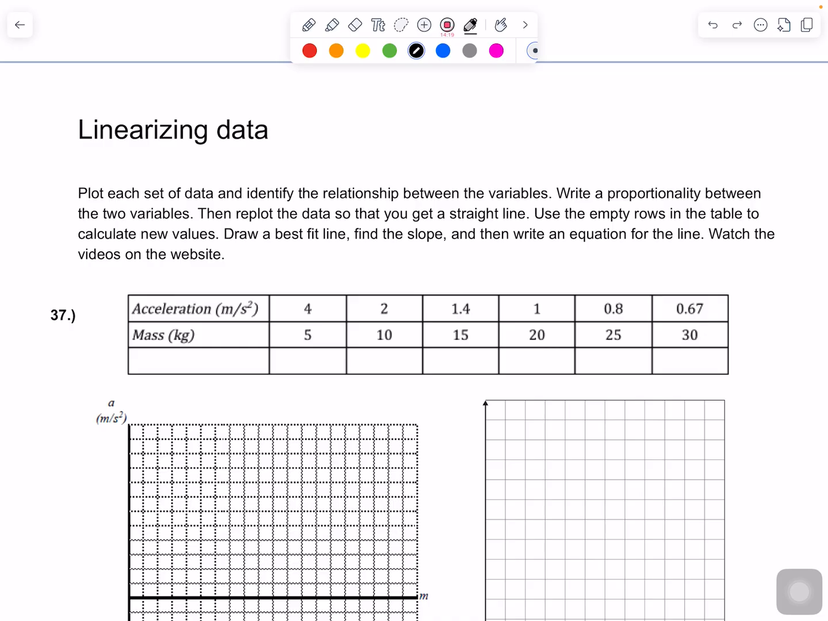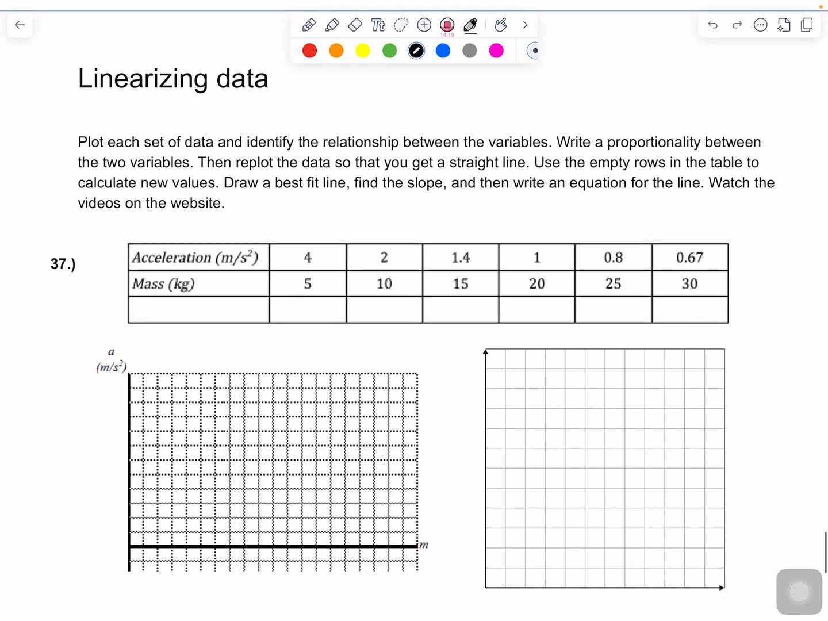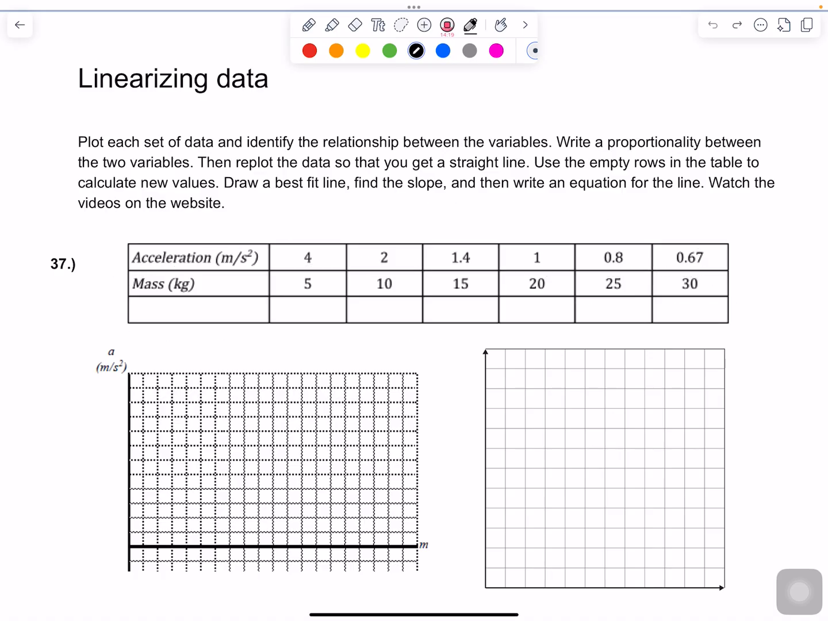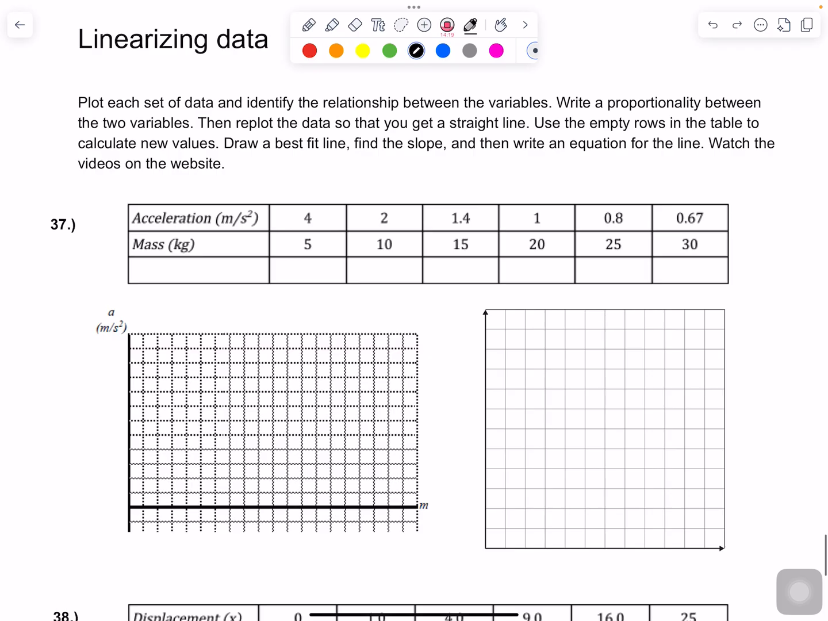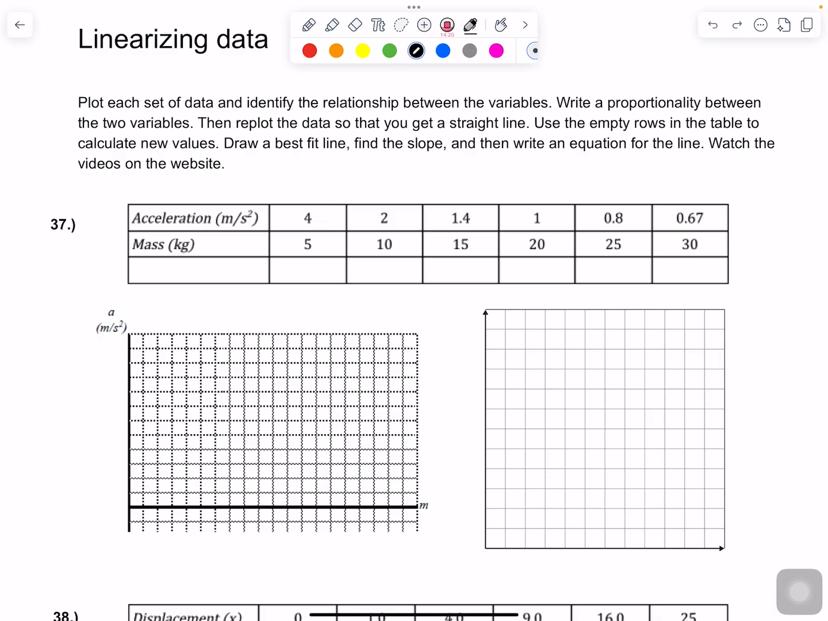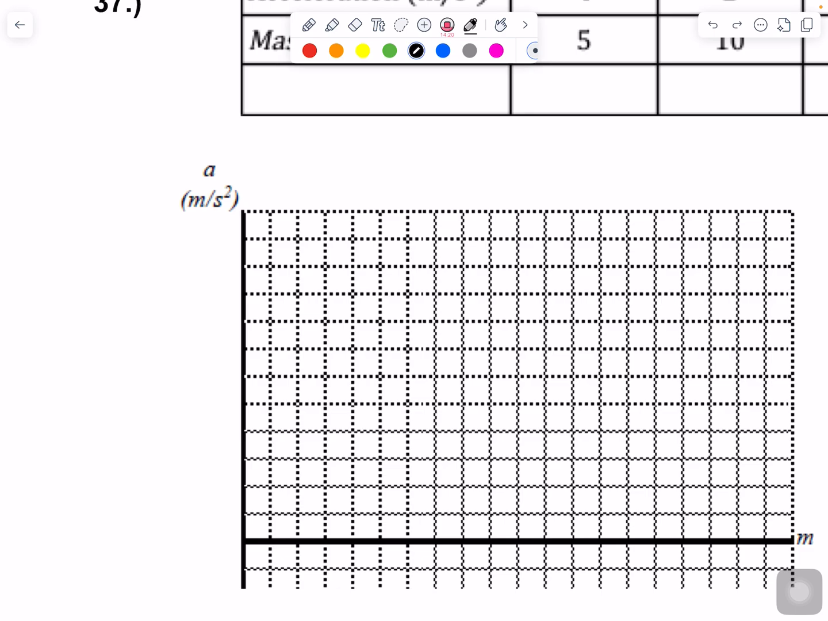Okay, there you go. So the first thing we're going to do for number 37 is graph acceleration on the y-axis and mass on the x-axis. Now, you'll notice that your largest acceleration is 4. Notice your acceleration is going down as your mass is going up. You ought to have a clue right now as to what kind of graph that is. That's definitely not an increasing model. But your largest acceleration is 4, so how can we do that? Well, we can go something to the effect of 1, 2, 3, 4, every couple boxes. That seems to work.